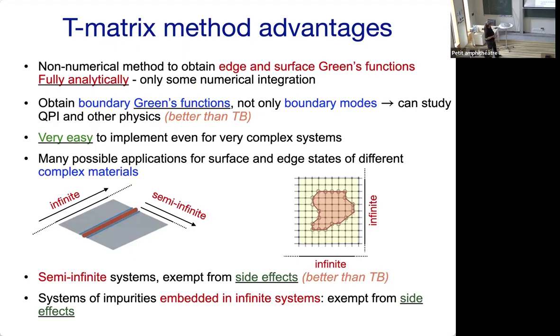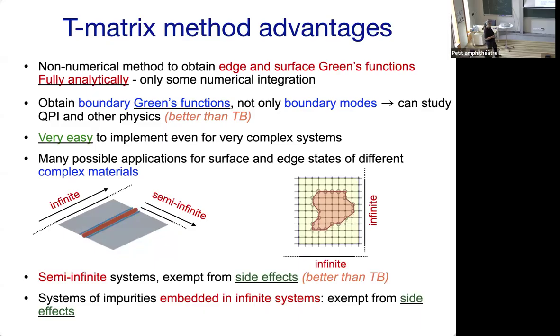Again, it's non-numerical, it's fully analytical. It gives you the physics of edge and surface Green's functions using just a very tiny integration over some momentum, nothing else numerical. And you now have the boundary Green's function, not only the boundary modes. That's important because, for example, you cannot study QPI just by the modes. You need the Green's function.